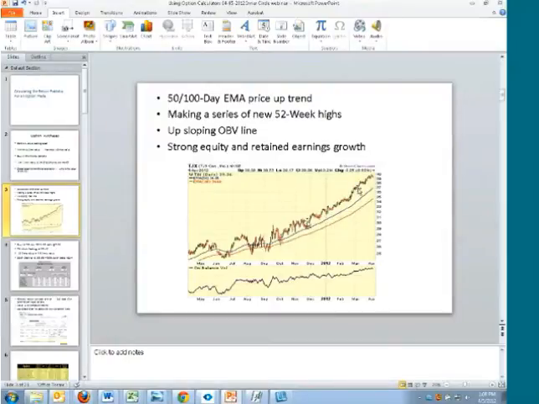It's also been making a series of new 52-week highs to confirm this price uptrend. And we have an upsloping OBV line that's in the lower portion here. So that is an indicator that this price uptrend can be sustained when you have an upsloping OBV line. And fundamentally, TJX has strong equity and retained earnings growth. So we had solid fundamentals and technicals for TJX when we made this option purchase.